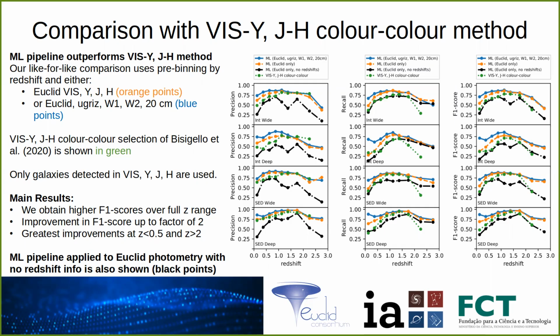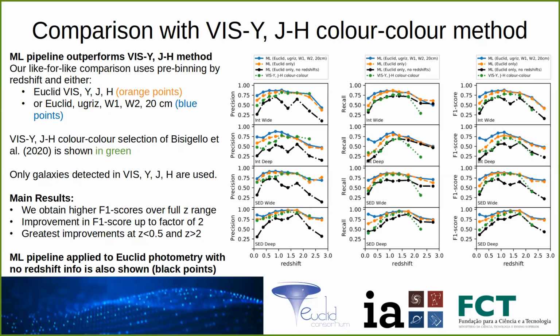So what we have there are 3 different machine learning setups, using different input data. The blue line is the case where you have Euclid, optical, and WISE1, WISE2, and 20 centimeter data. As you imagine, the WISE1, WISE2 and the 20 centimeter data are very sparse, but we think they are useful anyway. And that setup, of course, gives us the best results, the highest precision, recall, and F1 score in all sorts of cases.